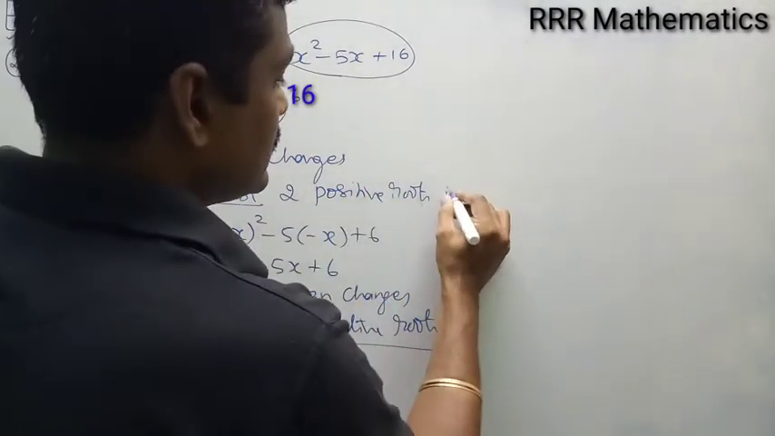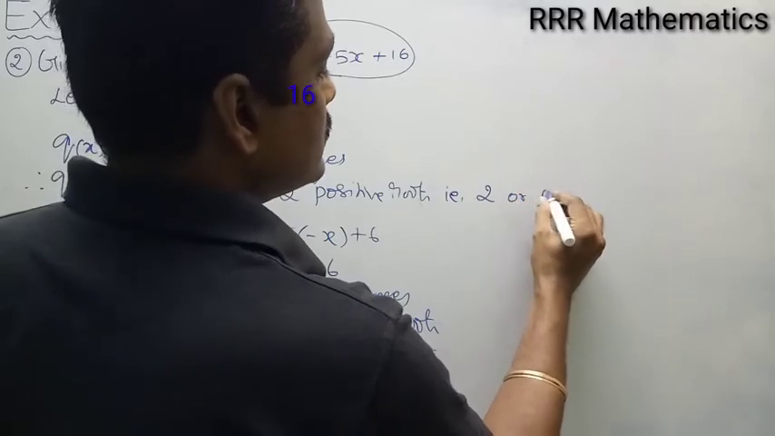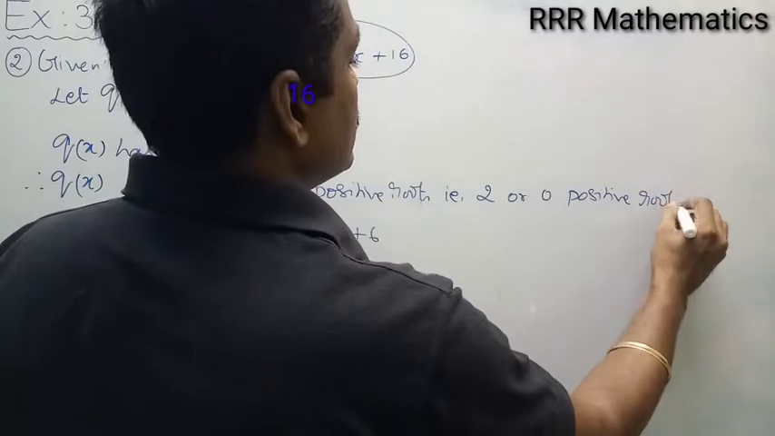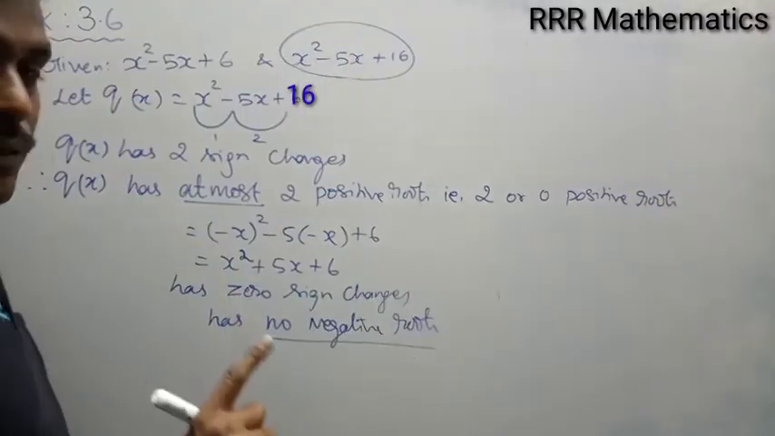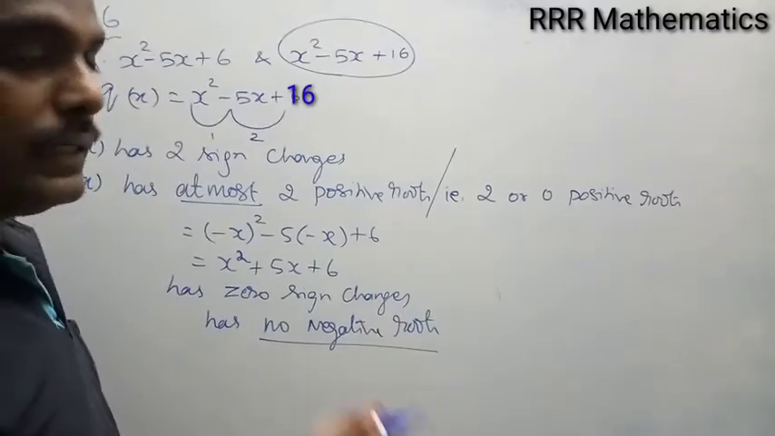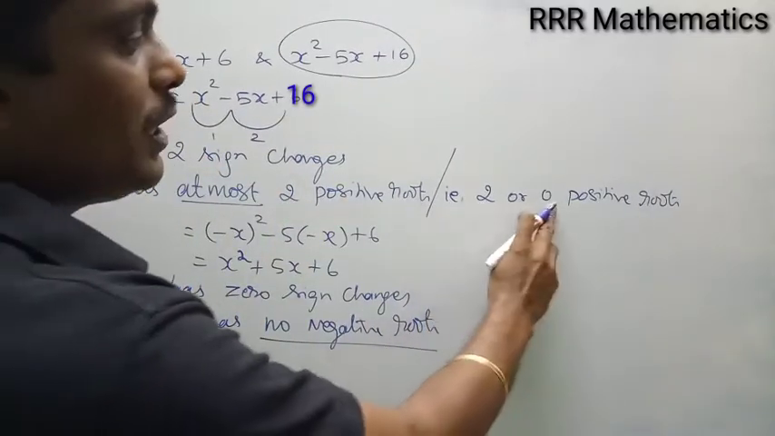That is 2 or 0 positive roots. So at most two positive roots, so maximum two positive roots. That is clear, no problem. If you want to discuss further, at most means two positive roots or 0 positive roots.